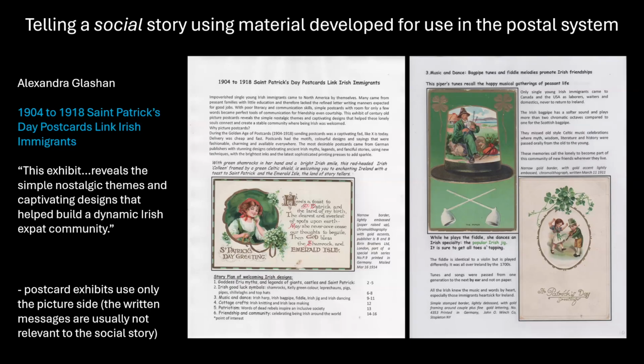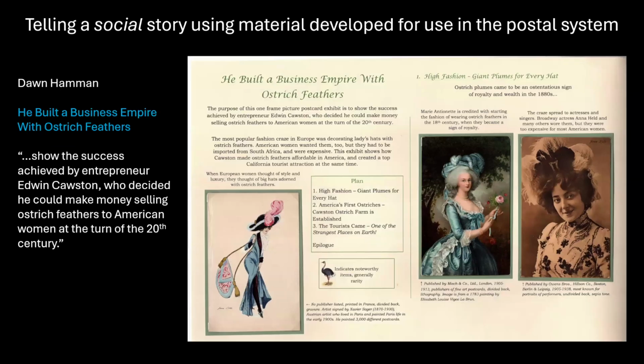Dawn Hammond, of course, has a number of really wonderful postcard exhibits. I really love this one. She has a one frame exhibit that talks about Edwin Costin, who was an entrepreneur who decided that he was going to build a business selling ostrich feathers to American women, as part of fashion, right? So she has a lot of picture postcards in this exhibit to tell this very specific story about this one guy, Edwin Costin, and how he built his business farming ostriches and selling ostrich feathers to American women.